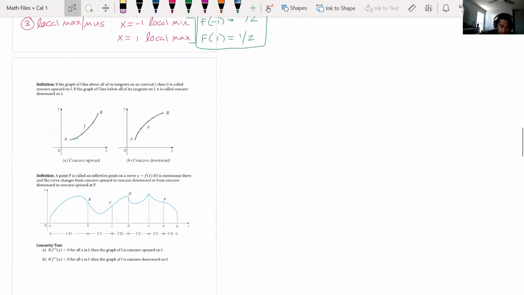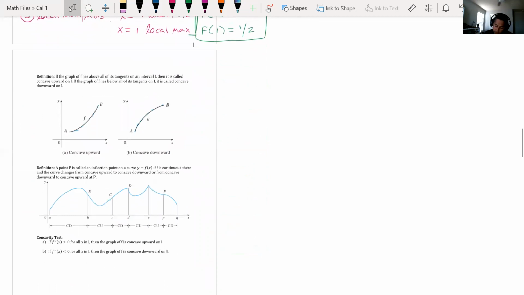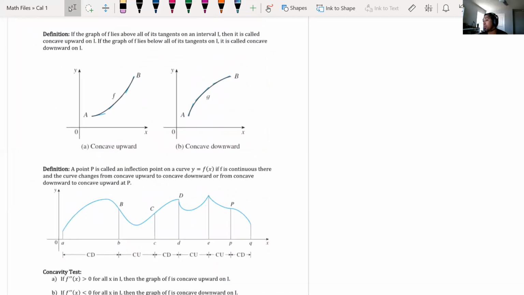So that's our next page. Here are examples of what being concave up and concave down are. If we say a graph is concave up, this means it looks like this, almost like x squared. And if you're concave down, well, kind of like -x squared, right? So these are the characteristics of a graph that could be concave up or concave down.